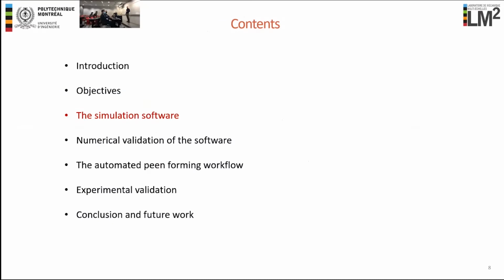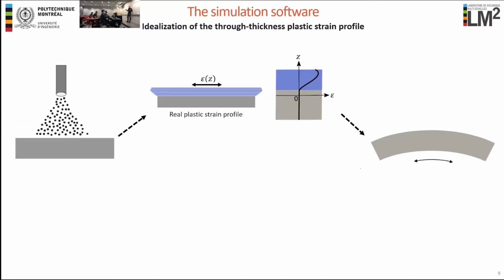With this, let's move to the simulation software, our first objective. First of all, I'd like to dive a little deeper into the physics of the process. So the through thickness profile of the plastic strain induced by peen forming is non-uniform, as we can see here. So to accurately simulate this process, we would have to split the plate into a very large number of thin layers and to make them expand following this plastic strain profile, following this through thickness profile.